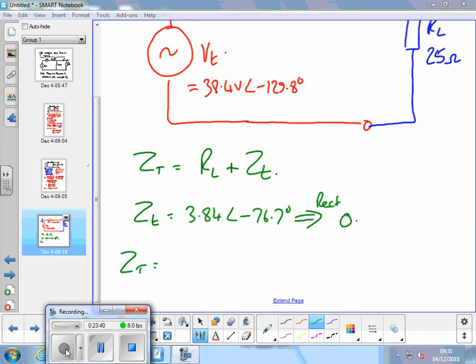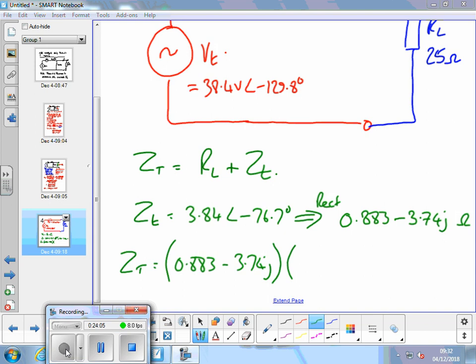0.883 minus 3.74 j ohms. So Z_T is 0.883 minus 3.74 j. Z Thevenin's, that's the total of that series circuit.